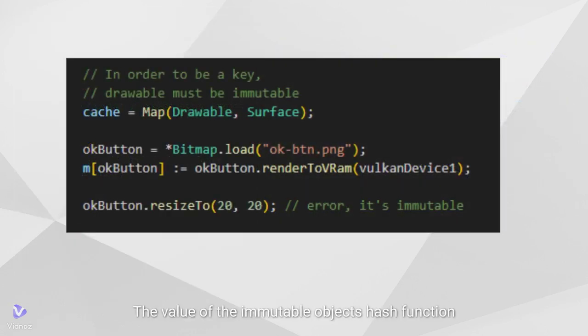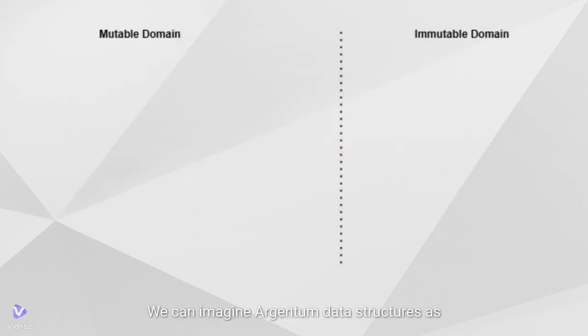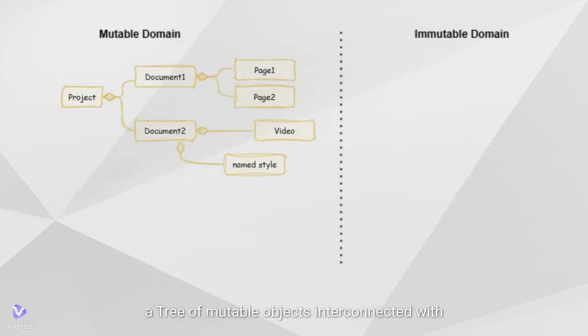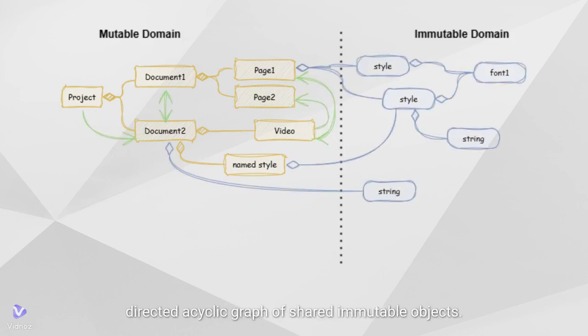The value of the immutable object's hash function is guaranteed to be stable. That is why all key-value containers in Argentum have immutable keys. This is another safety measure that no other language has. We can imagine Argentum data structures as a tree of mutable objects interconnected with a web of weak links that reference a directed acyclic graph of shared immutable objects.